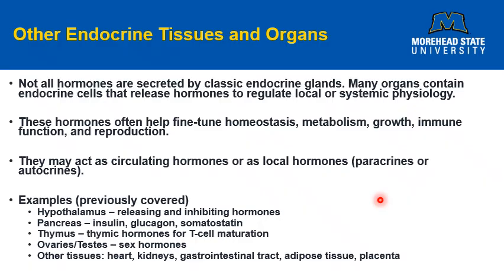They're there to help change the little things that the major system is impacting, and they may act as circulating hormones or as local hormones, or paracrines versus autocrines. Now, we previously covered these, so I'm not going really deep into it. You guys have already seen this. Examples are the hypothalamus, pancreas, thymus, the ovaries and testes, and some other tissues you may not think of. We talked about the placenta, but also the heart, adipose tissue, gastrointestinal tract, and kidneys. There are certain endocrine cells within these that secrete hormones in response to certain things.